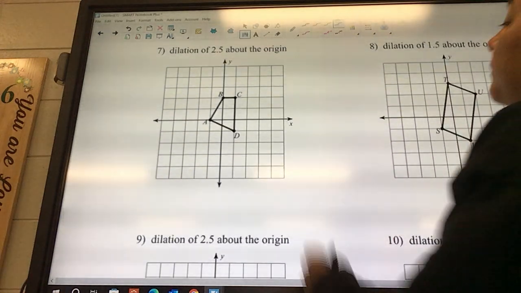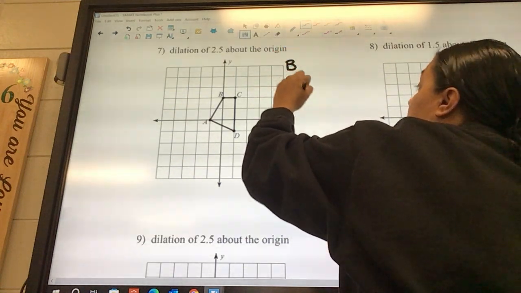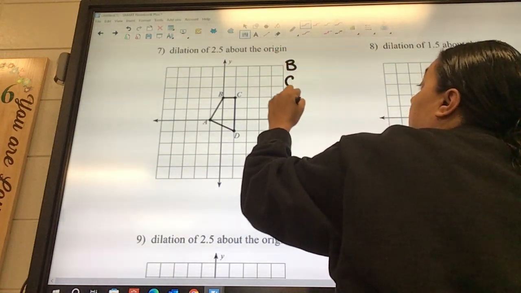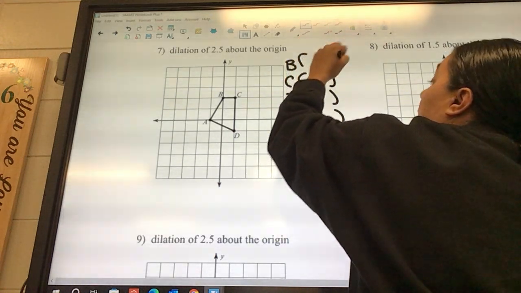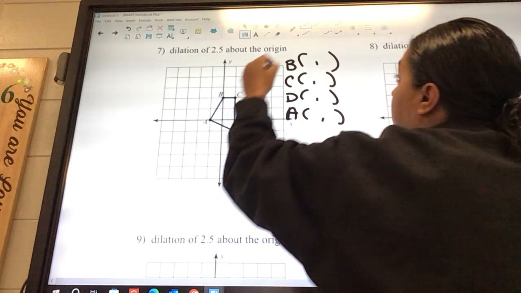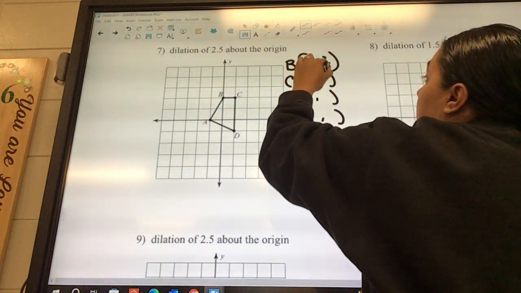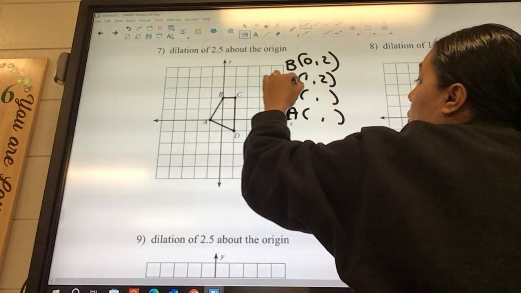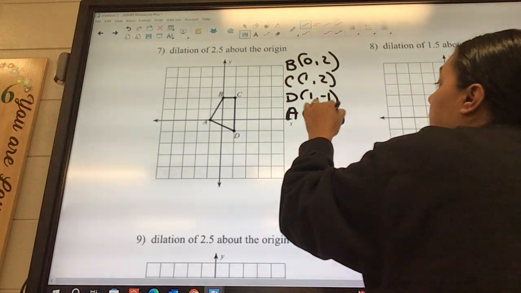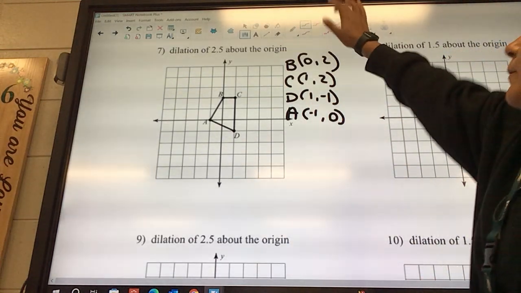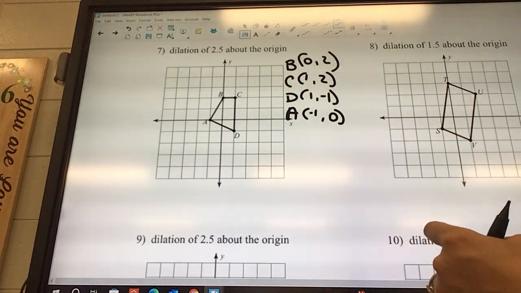Okay, 7. I got B, C, D, and A. Okay, so B is going to be 0, 2. C is going to be 1, 2. D is going to be 1, negative 1. And A is going to be negative 1, 0. Okay, we're going to take all these and times them by 2.5.